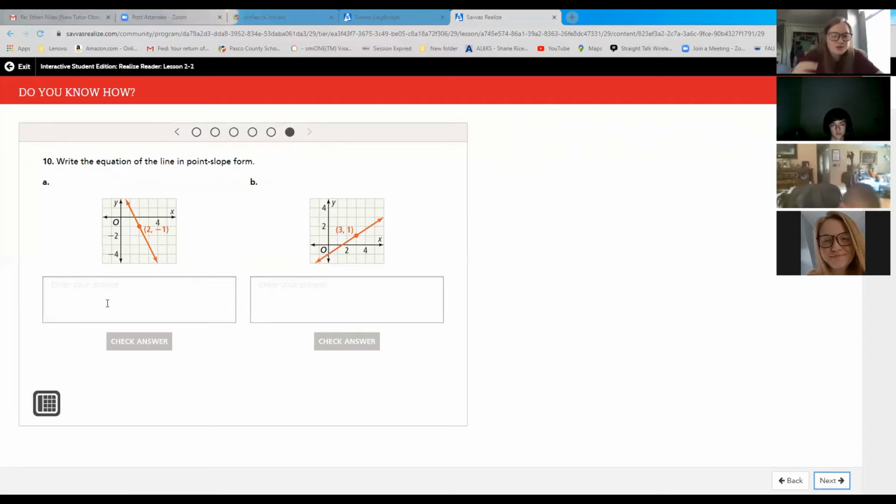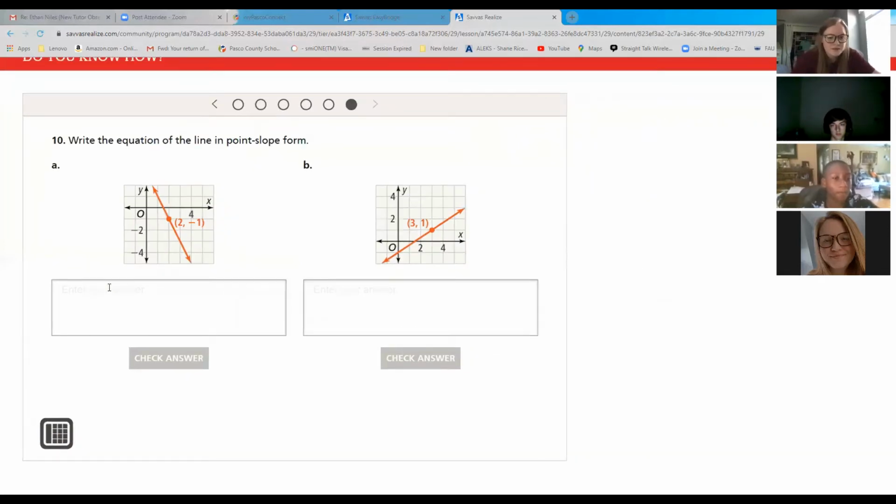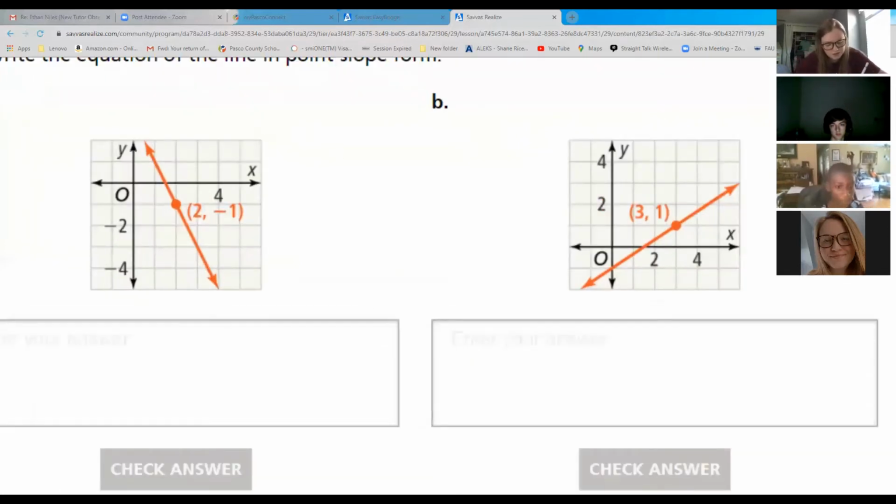Okay, do you mind zooming in just a little bit on it? It's a little bit small. I just want to make sure we're gonna get the slope right. Perfect. All right, cool.